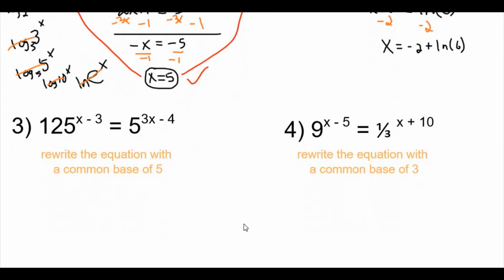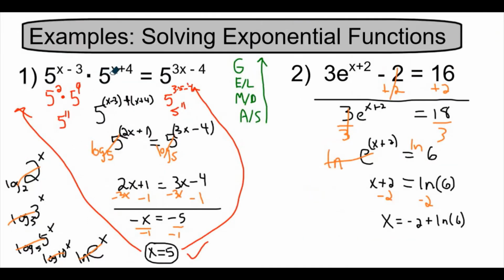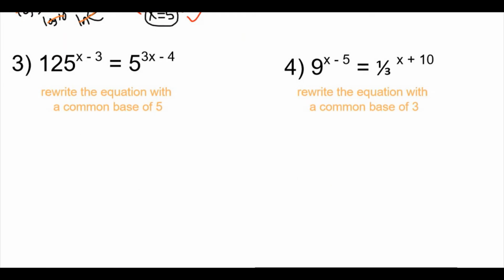So looking ahead at some other things, like what do you do when the bases aren't the same? And you might have wondered that. You might have been like, well, what do I do if that's a 4? What do I do if I have like a 2 to the something over here? Well, what you do is you try to make them have the same base by just kind of thinking about your exponents. So you're going to rewrite this with a common base of 5.